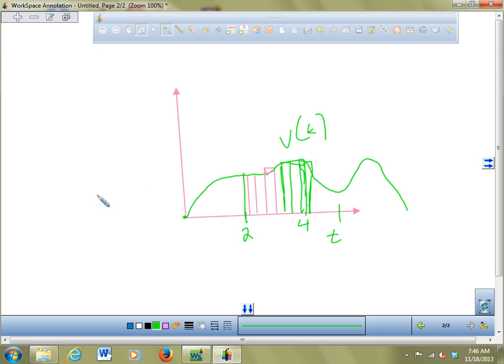And what Cameron said, yes, if I made them infinitesimally small, then I could actually calculate the exact area under that curve, because I could approximate that curve. And that area under there would be the definite integral. Now, to approximate the definite integral, we do use rectangles, all right?